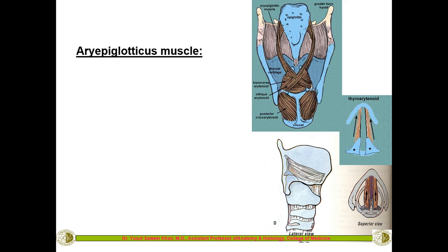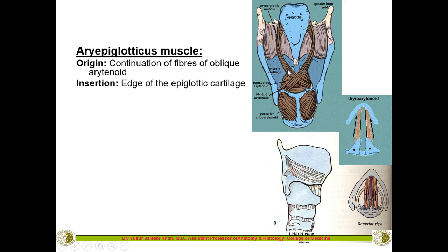There is a muscle which continues from the oblique arytenoid, from the apex of the arytenoid cartilage, from the upper part of the oblique arytenoid, and continues up to the epiglottis. That's why it is called the aryepiglotticus, because it begins from the arytenoid cartilage and goes to the epiglottis. The origin is from the continuation of the fibers of the oblique arytenoid and it gets inserted to the edge of the epiglottic cartilage.